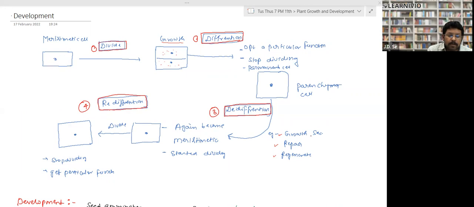When a permanent cell again becomes meristematic and regains the property of division, the de-differentiated cell becomes a meristematic cell. Now redifferentiation.